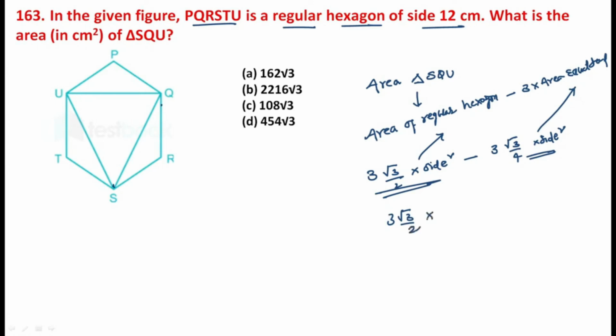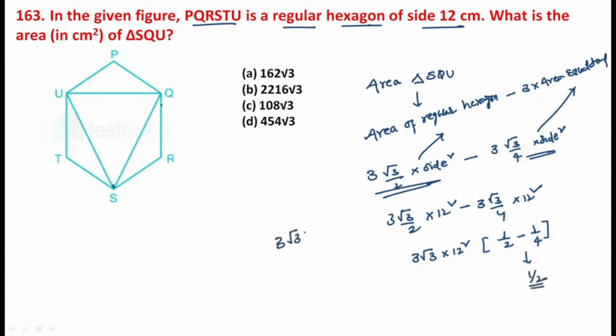So 3 root 3 by 2 into 12 square minus 3 root 3 by 4 into 12 square. Now, what is common? 3 root 3 into 12 square is common. So now we are left with 1 by 2 minus 1 by 4. You just know that 1 by 2 minus 1 by 4 becomes 1 by 4. So finally 3 root 3 into 12 into 12 divided by 4.